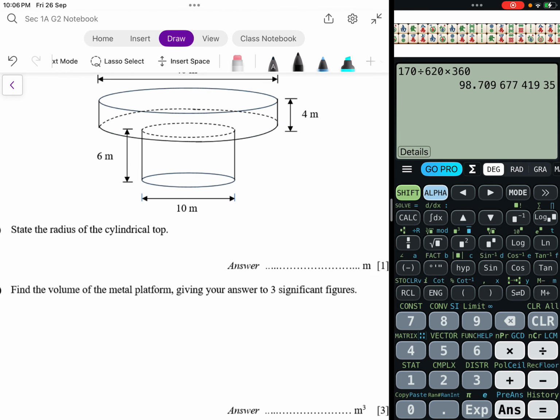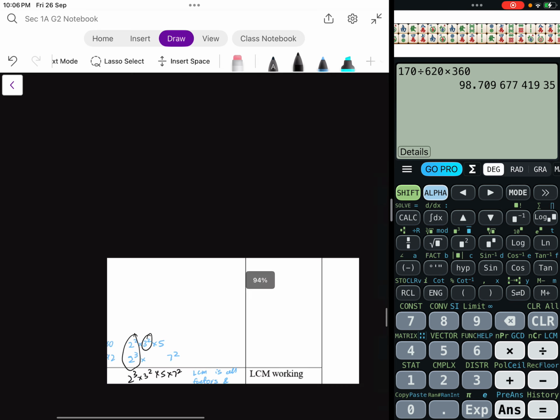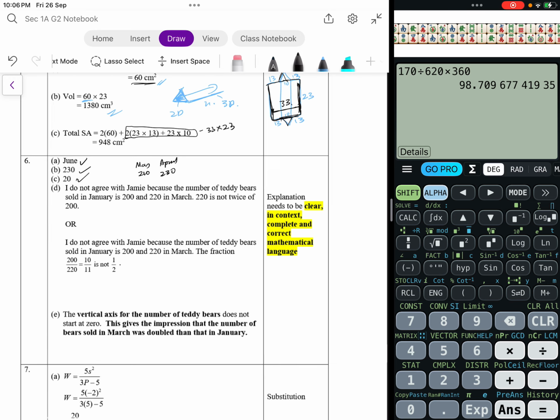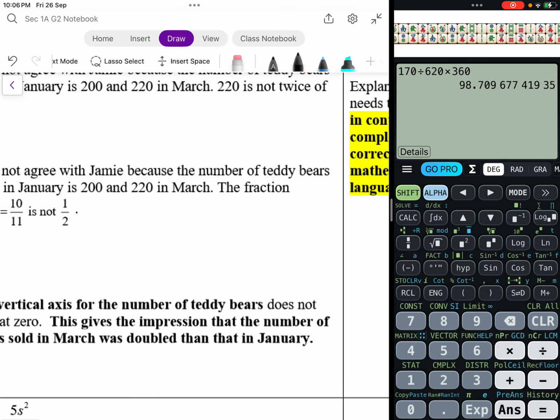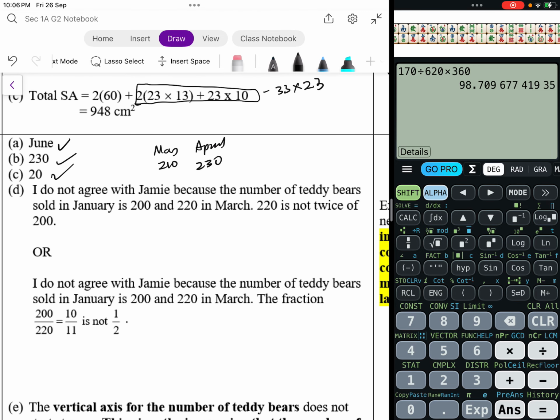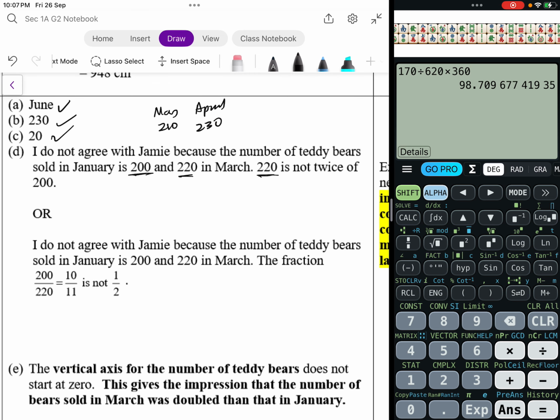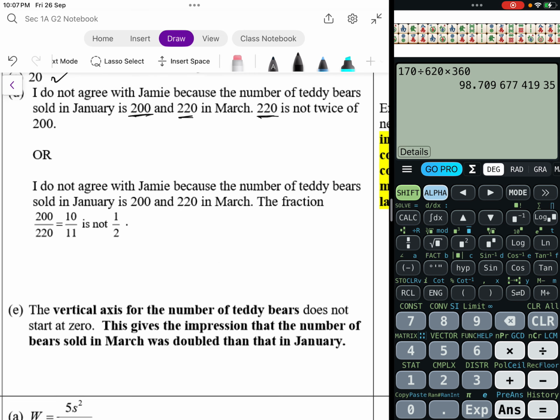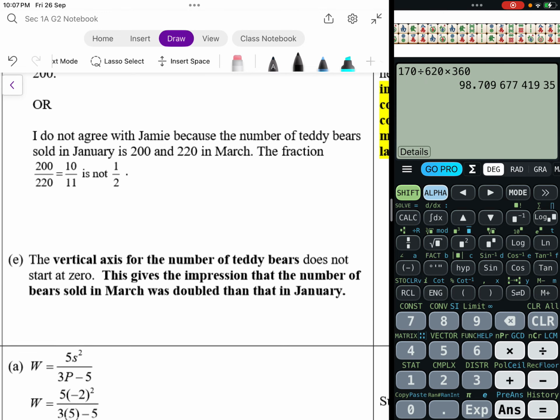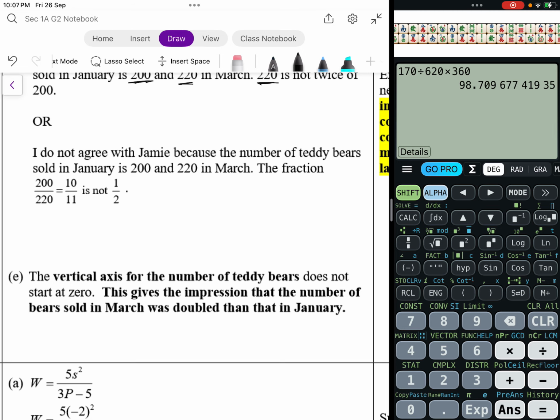So Jamie is wrong, alright, because the number of teddy bears sold is 220, so 20 is not twice of 200, or you can say that the fraction is not half. Okay, so any of the 2 explanations will do.